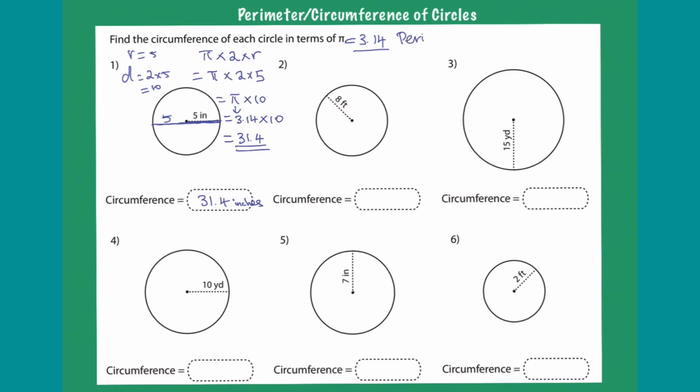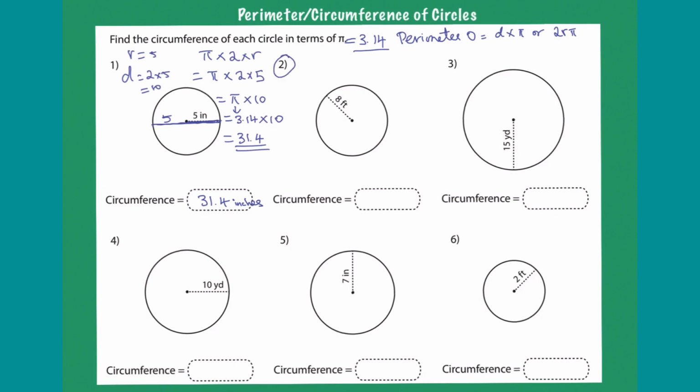So always remember, the perimeter of a circle equals either the diameter times pi, or 2 times the radius times pi. It's as simple as that. So let's try and do number 2.